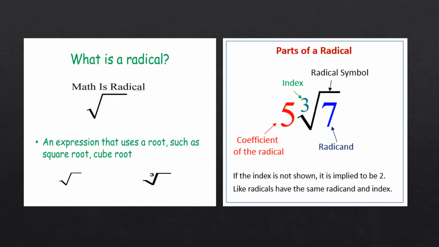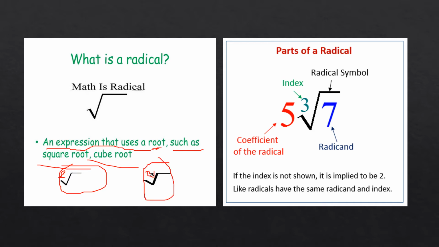Okay, student, what is a radical? A radical is an expression that uses a root, such as a square root, where we don't write the 2, okay? If there is no number here, we call it just a square root. And also the cube root: we have a 3 here, we call it a cube root. Here it is, cube root.